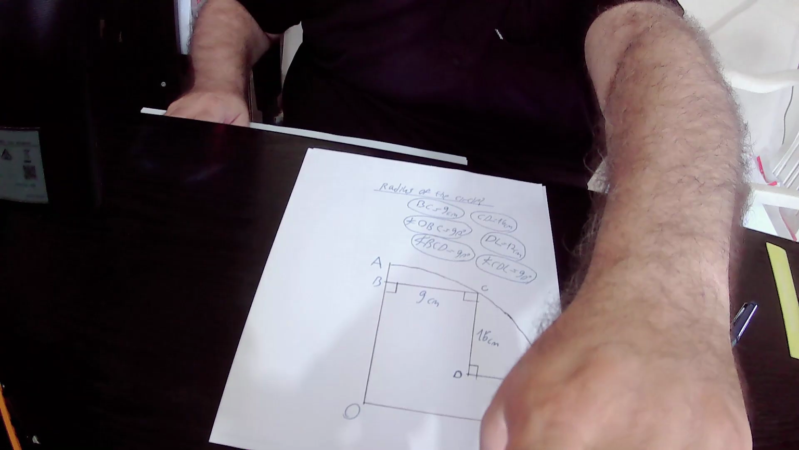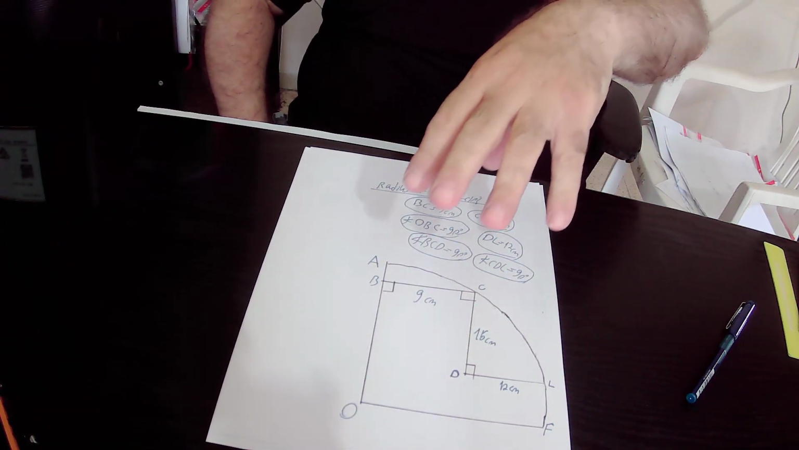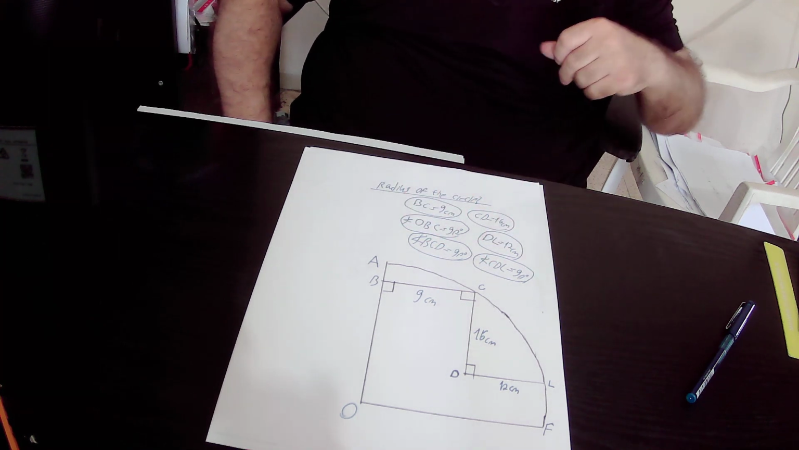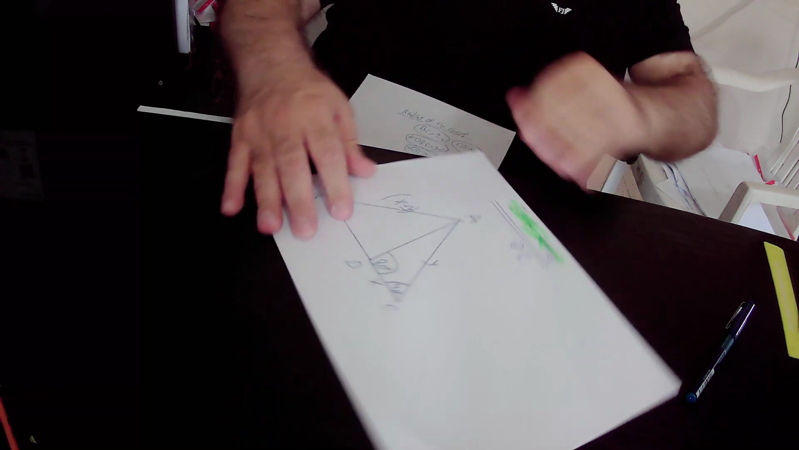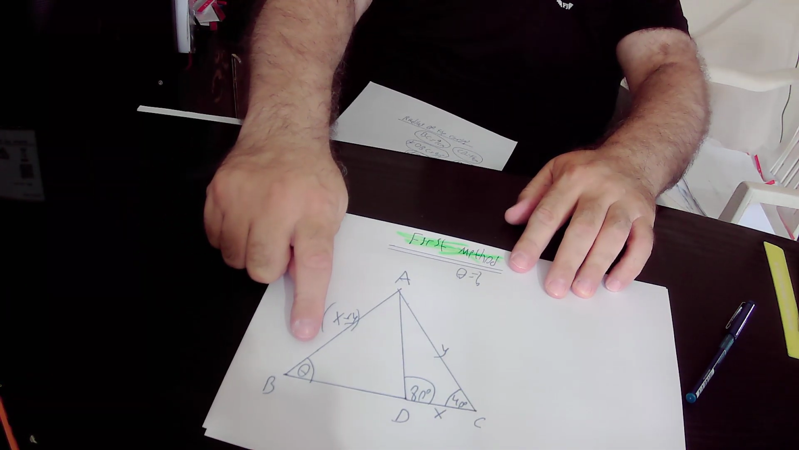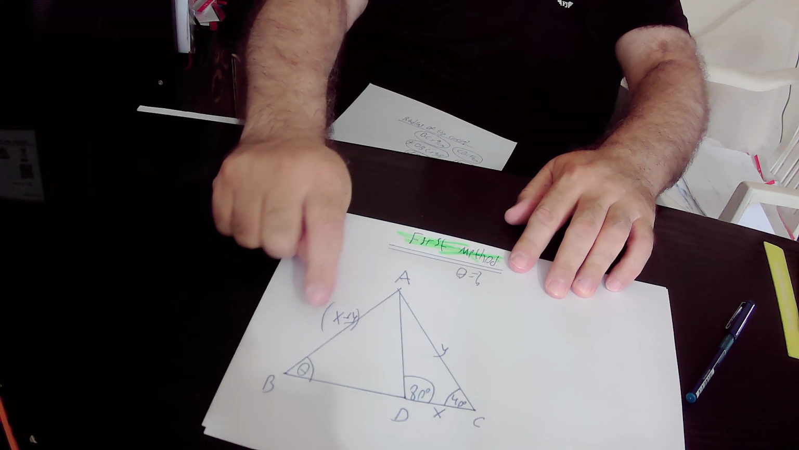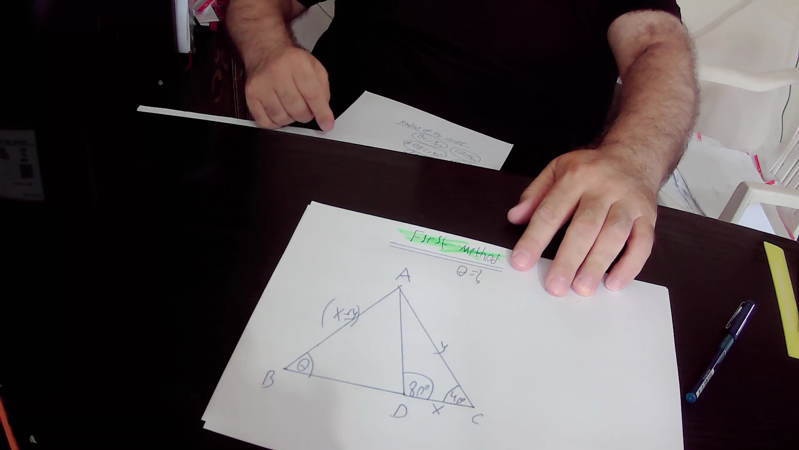Now, in this lecture, we'll answer two questions. In the first question, we'll find out the radius of this quarter circle, and in the second question, we'll find out the size of this angle theta, that is inside triangle ABC. So, we'll start with the first question.